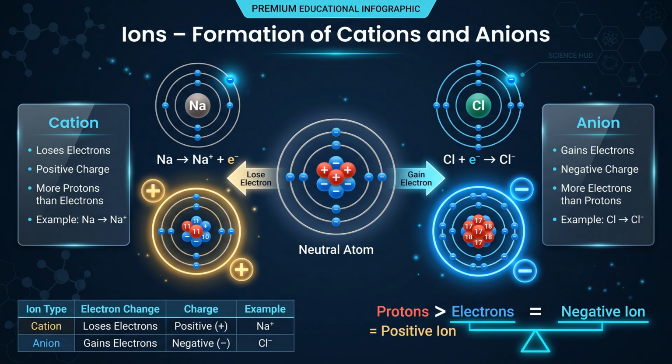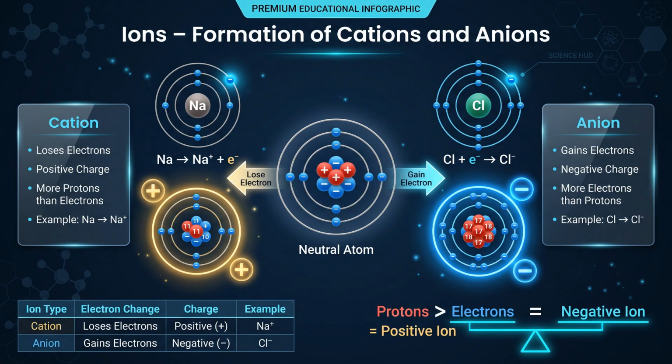It is very important to understand that atoms do not gain or lose protons during normal chemical reactions. If the number of protons changed, the atom would become an entirely different element because the atomic number would change. Instead, atoms become ions only by gaining or losing electrons. Since electrons are located in the outermost energy levels, they can be transferred from one atom to another relatively easily during chemical reactions. This transfer of electrons is the basis of ionic bonding and many other chemical processes.